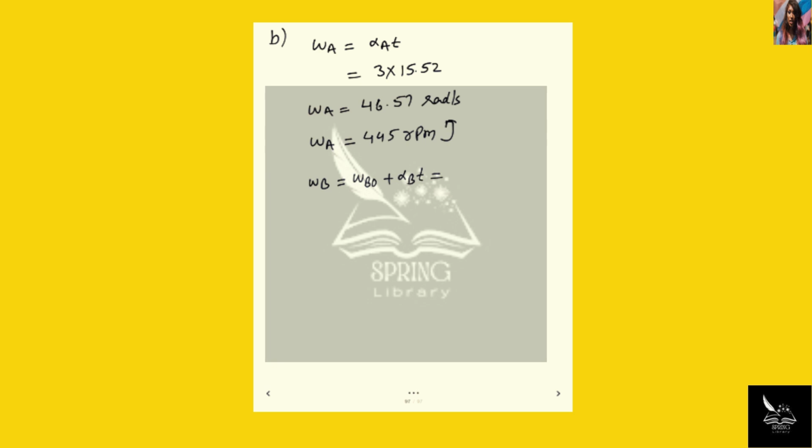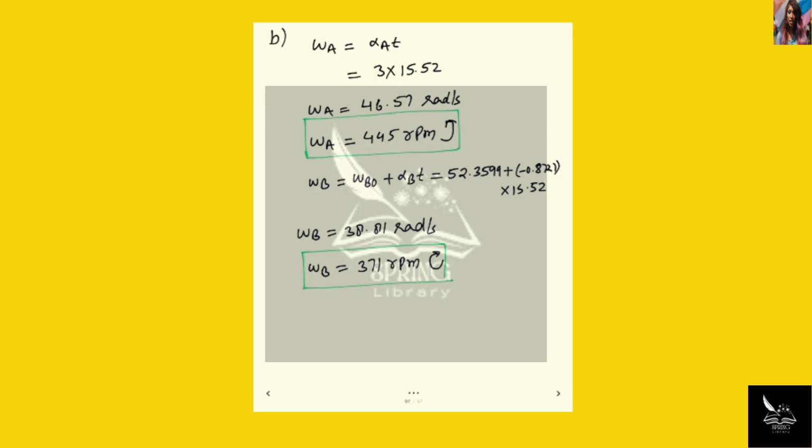Similarly, omega B will be equal to omega B naught plus alpha B multiplied by t. Substituting the values, omega B naught is 52.3599 plus alpha B is minus 0.8727 multiplied by 15.52. After solving, we get omega B equals 38.81 radian per second. Converting it into rpm, we get omega B equals 371 rpm in the clockwise direction. So this is the answer for the angular speed of omega B and omega A. These are the answers for part B.